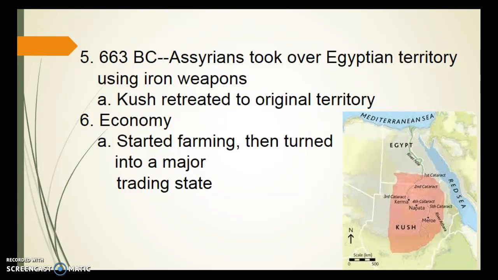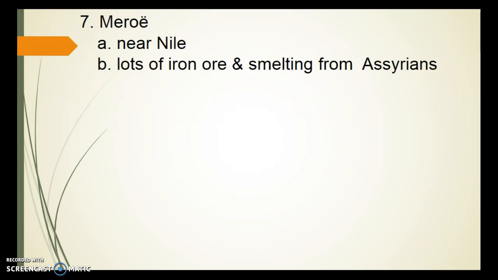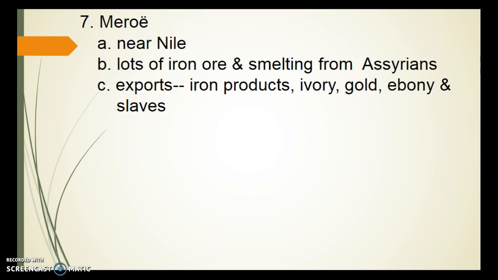They originally started out as a farming economy. Then, because of where they were located, they became a major trading state. All right, Meroë was one of the major trading locations in this ancient area, and again, it was along the Nile River. They had lots of iron ore deposits, and they learned smelting from the Assyrians who took over Egypt and were already able to make iron weapons.